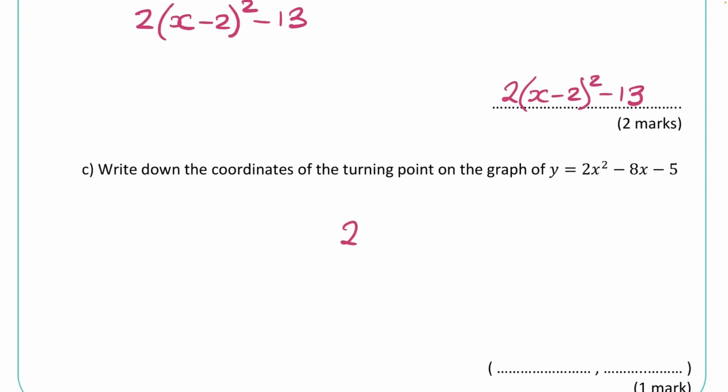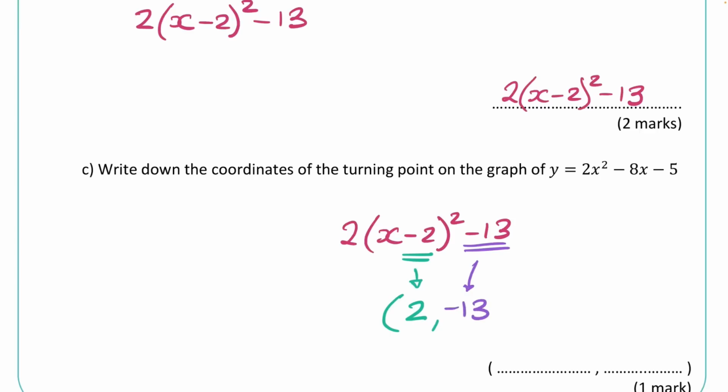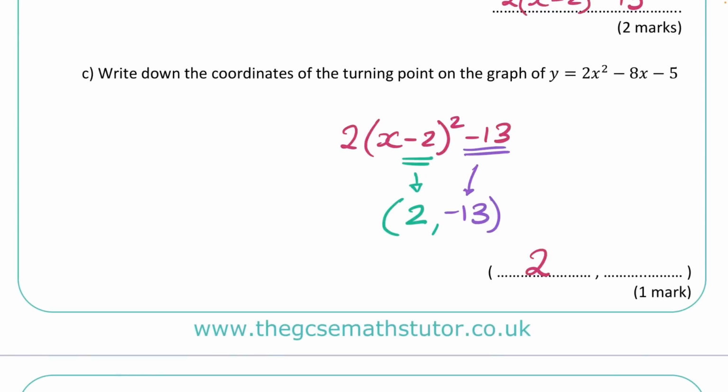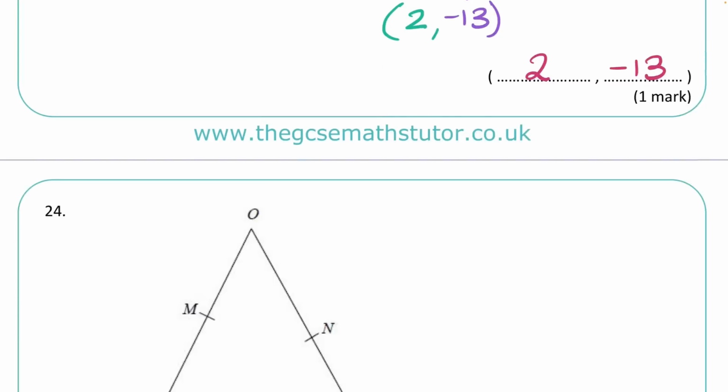So when I have, and I'll just rewrite this, 2 lots of x minus 2 squared minus 13. Our x coordinate is this number in the bracket, but with a flipped symbol. So it'd be plus 2. That's our x coordinate. And the y coordinate is just this number at the end. We don't change the symbol. It's just minus 13, and there we go. And that would be our coordinate for our turning point. So it's positive 2, negative 13. There we go. And that same method applies even if we don't have a coefficient of x squared that's greater than 1. Okay, on to our next question.